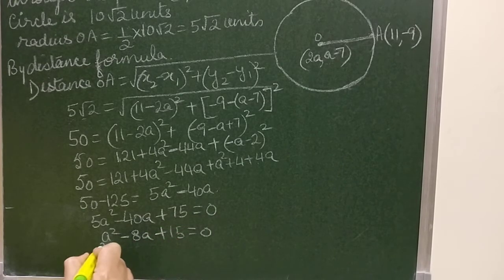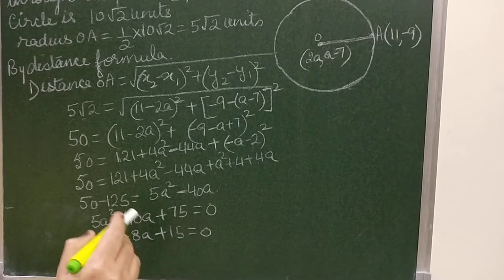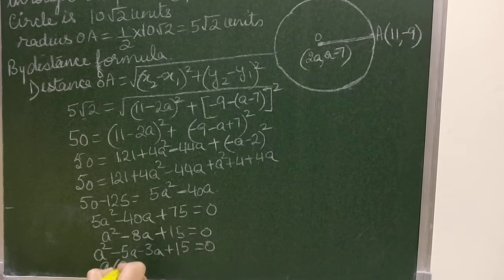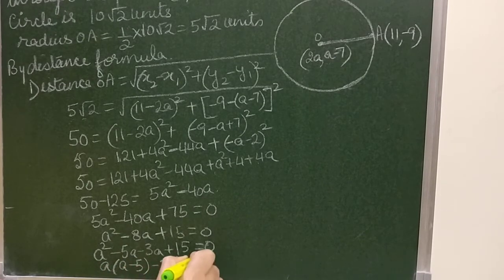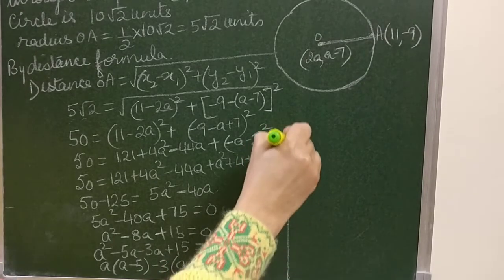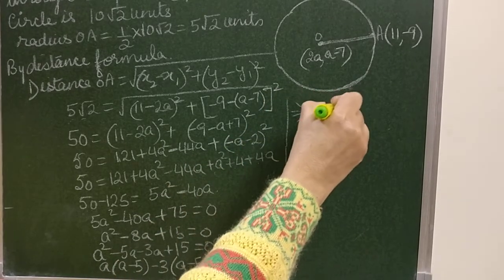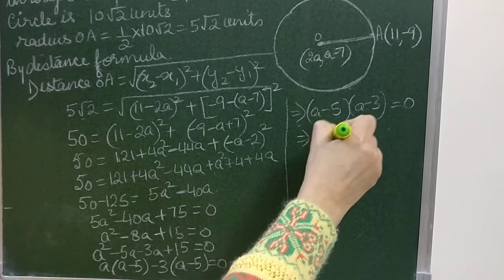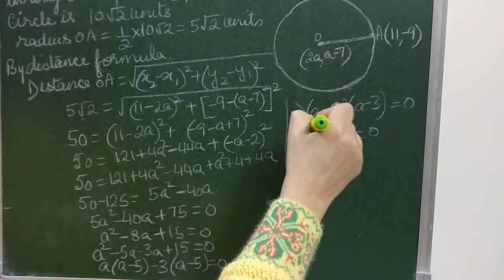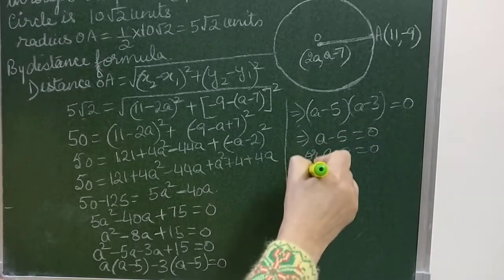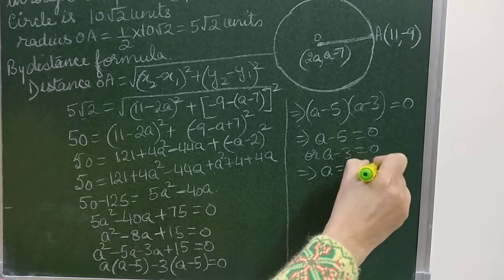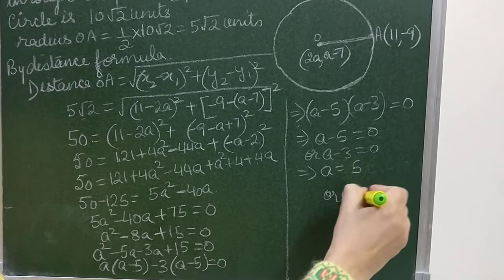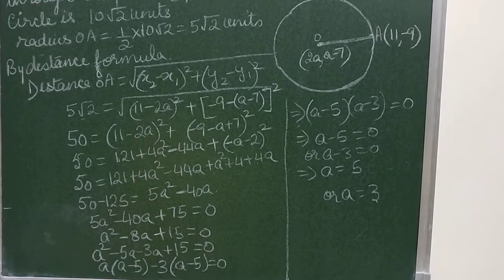Make the factors. A square, 15 is there, so we can split it up as minus 5a minus 3a plus 15 is equal to 0. A common, a minus 5; minus 3 common, a minus 5 is equal to 0, which implies the factors are a minus 5 and a minus 3, right, is equal to 0. So either a minus 5 is equal to 0 or a minus 3 is equal to 0, which implies a is equal to 5 or a is equal to 3. It can be two values also.